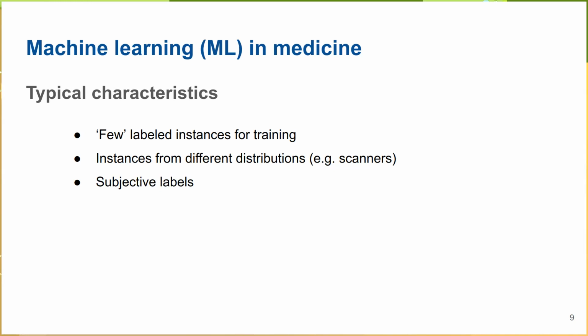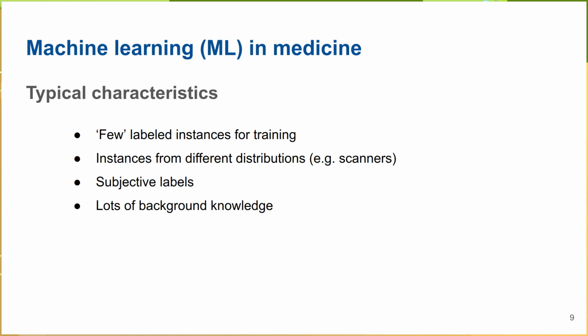The third one is that we have to deal a lot with subjective labels. Usually when you show the same challenging image to different experts, they come with different opinions. So then the label that we use for learning is not 100% reliable.